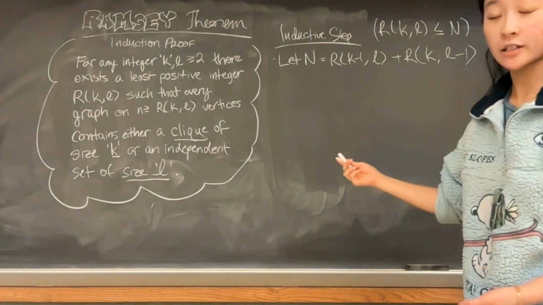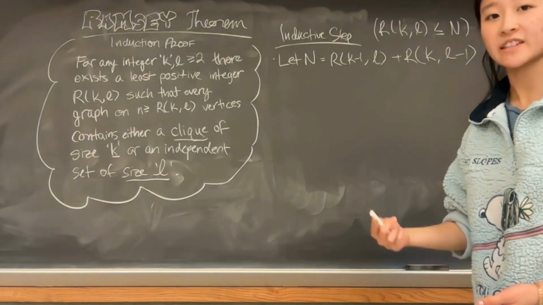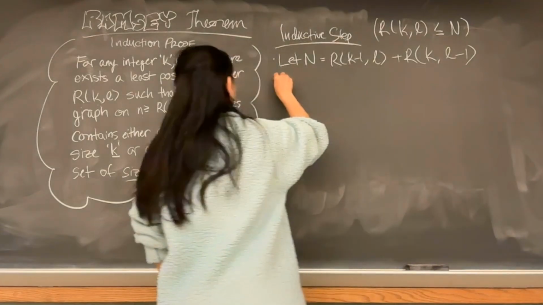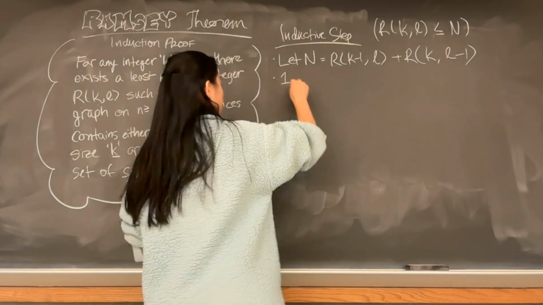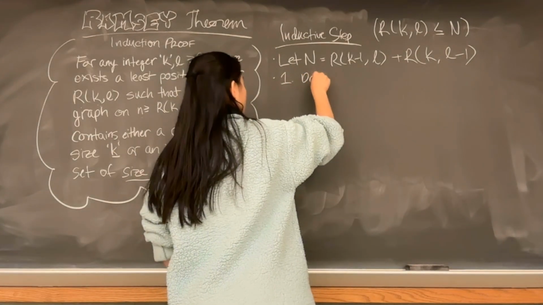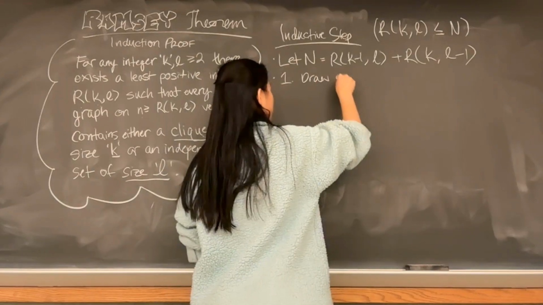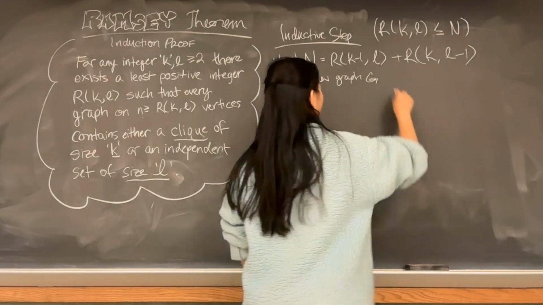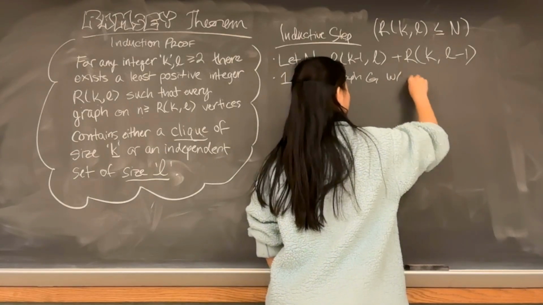To start our inductive step, I'm going to be listing these things out numerically. So our first step is to draw a graph G with n vertices.